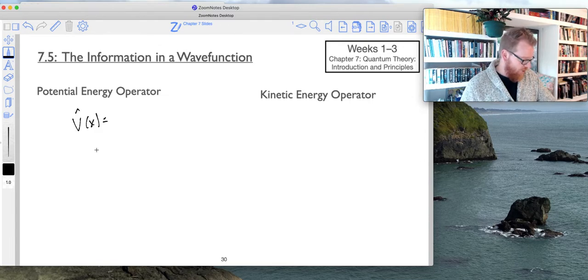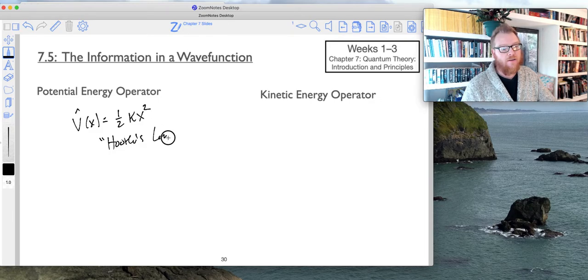As it turns out, a potential energy operator that we're going to see come back in Chapter 8 is the following: 1/2 kx squared, which is actually Hooke's law for spring constants. And as it turns out, this is a great potential energy operator to describe the vibrations of atoms.